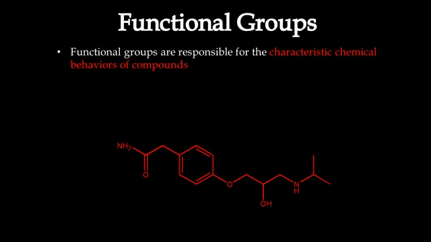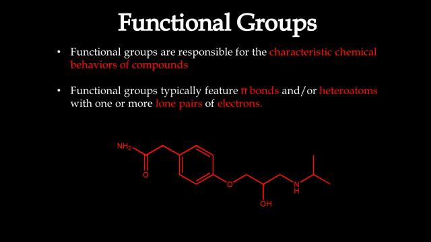Functional groups are responsible for the characteristic chemical behavior of compounds. Here's an example of a molecule that contains different functional groups as shown here. Functional groups typically feature pi bonds and/or heteroatoms with one or more lone pairs of electrons.